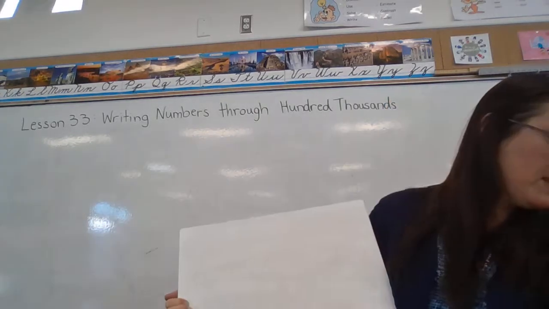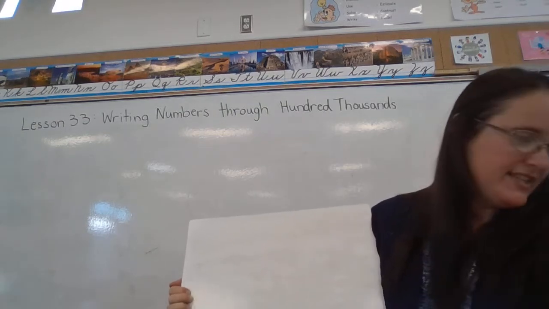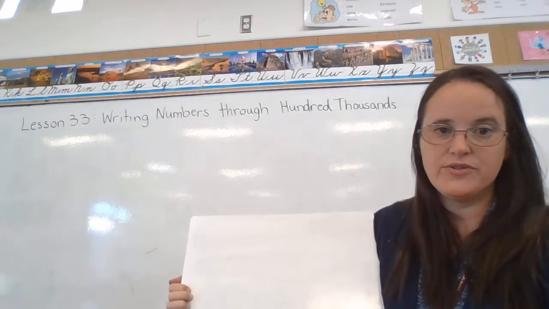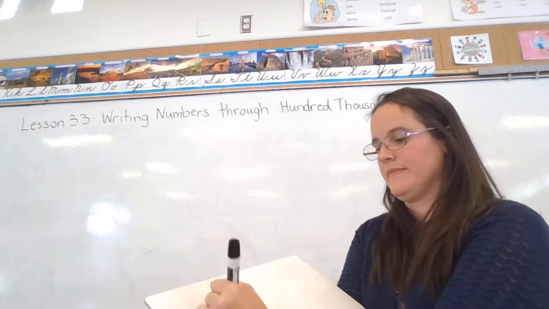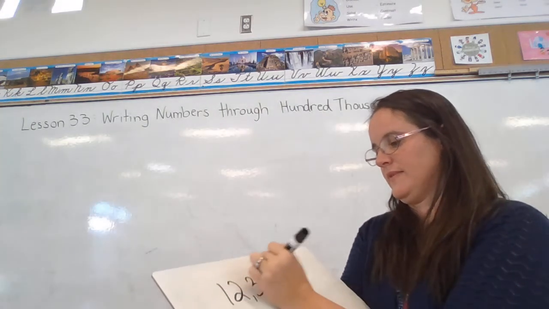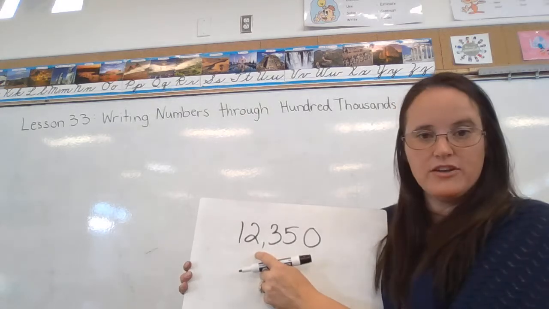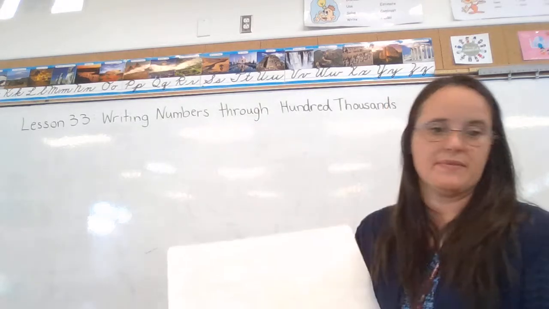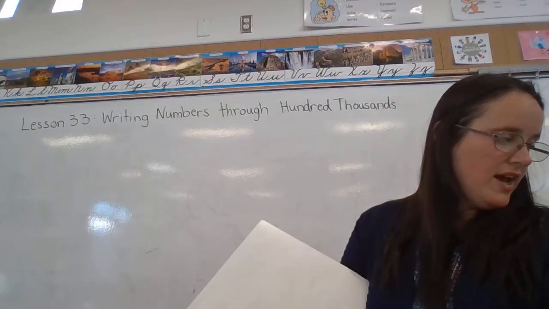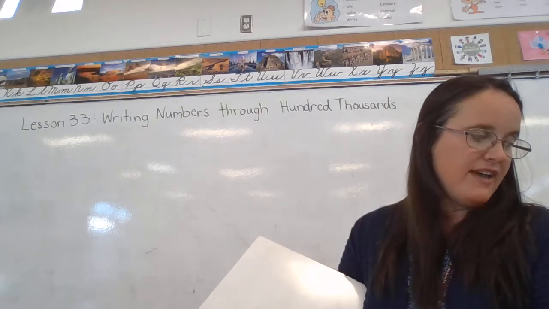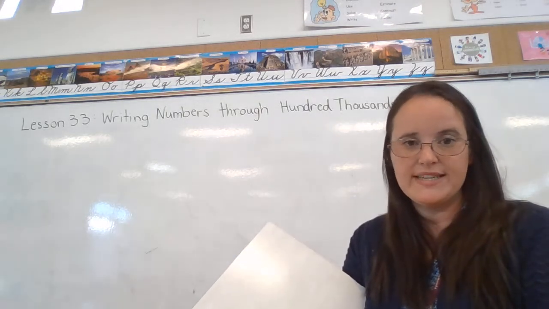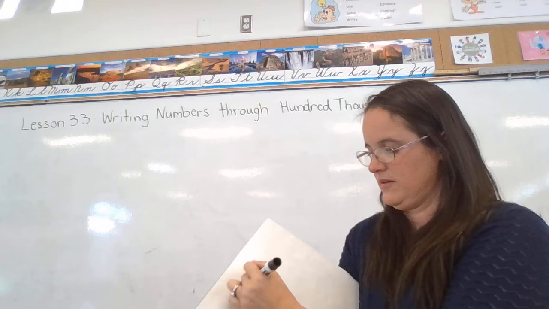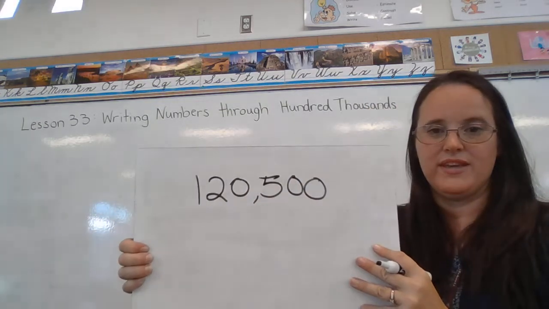12,350. Write that. Make sure you didn't forget your comma there. That helps separate it, makes it easier to read. The next one, 120,500. There we have it.